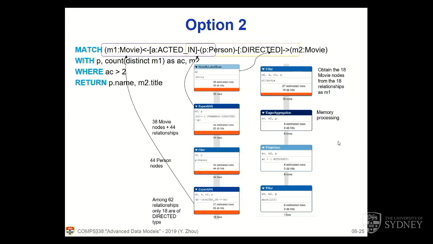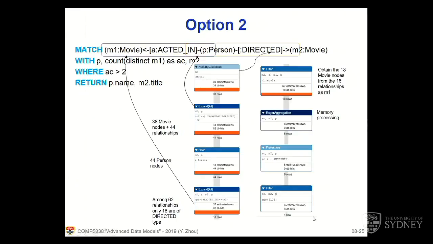So it's memory processing. We're aggregating much less data now, because in the previous one we were actually aggregating a lot of data, right? We were aggregating for every person that has acted in the movie. Here we're doing a very small aggregation. So it's much more efficient. And then we do the projection and other things.